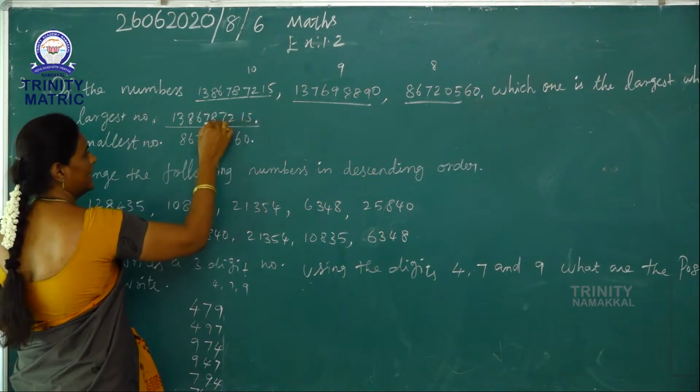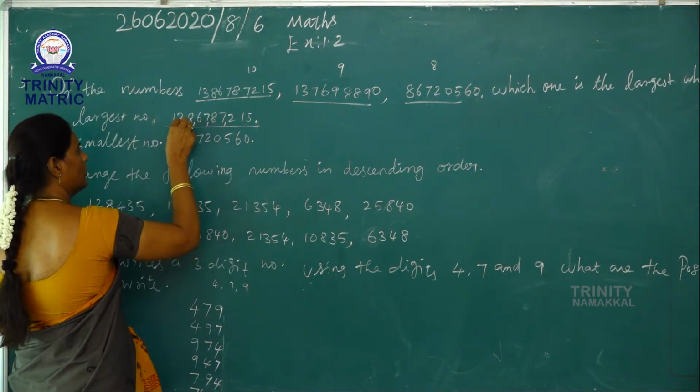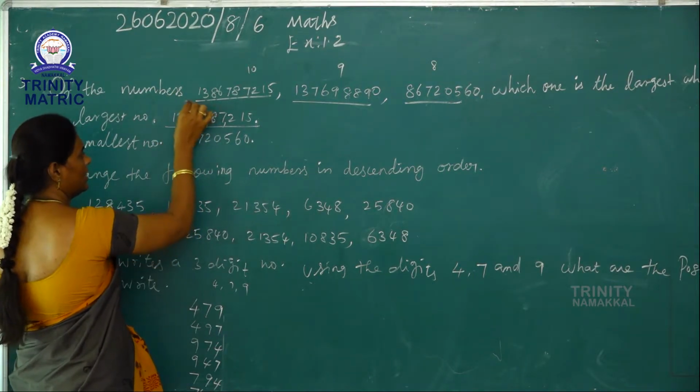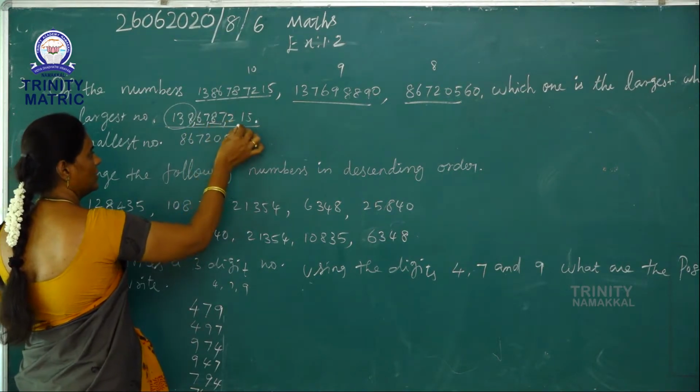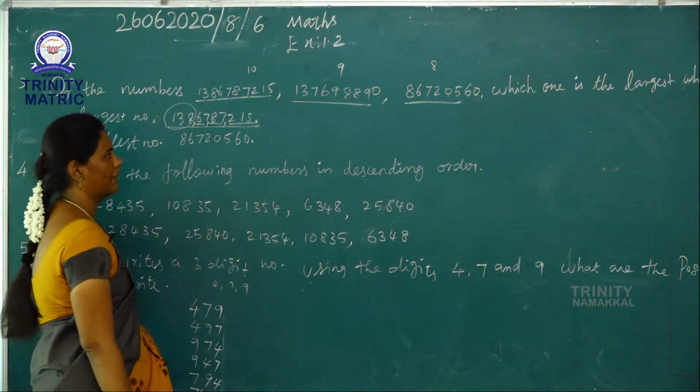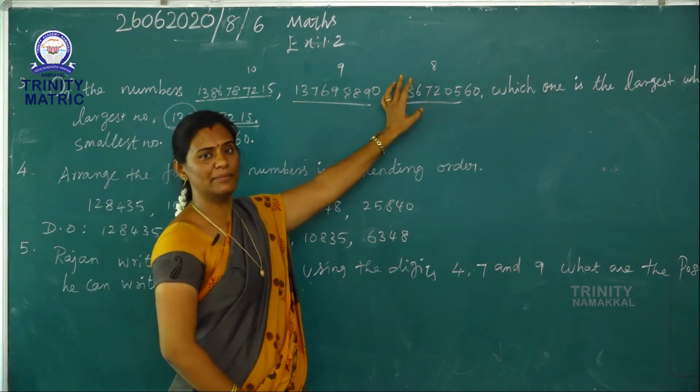Now we read this number: ones, tens, hundreds, thousands, ten thousands, 1 lakh, 10 lakh, 1 crore, 10 crore, 100 crore. Here 138 crore, 67 lakh, 89,215. Next, from these numbers, which is the smallest number?